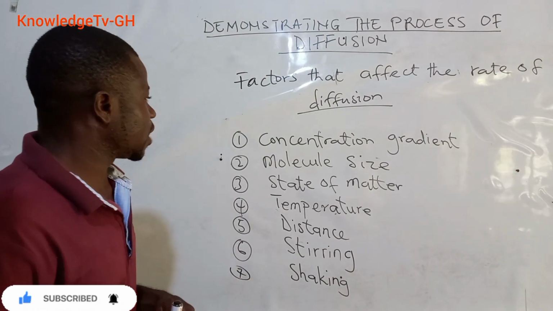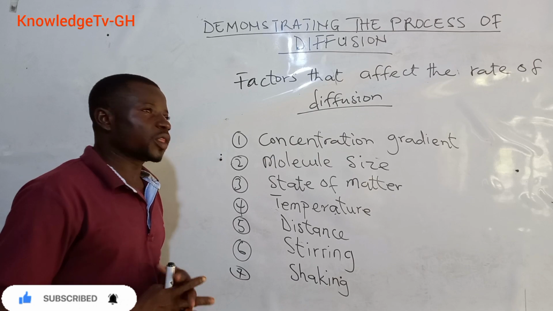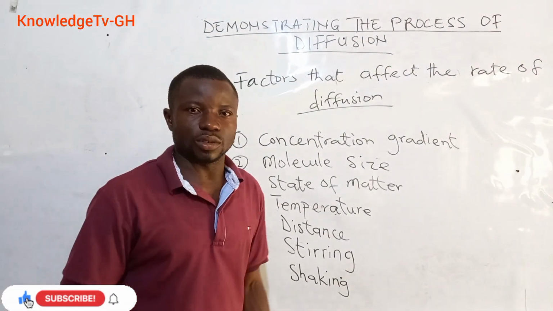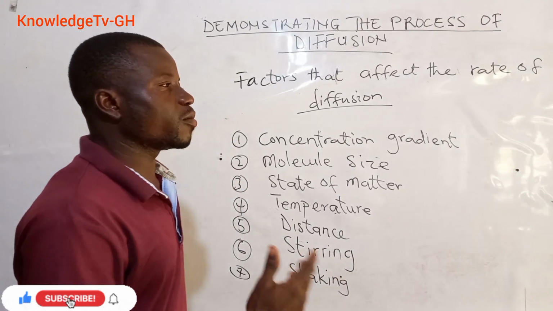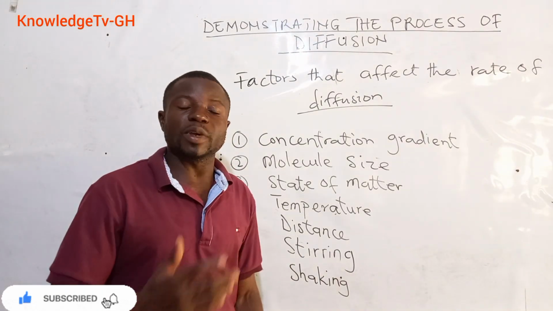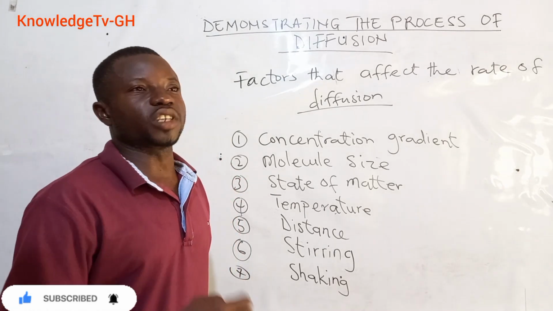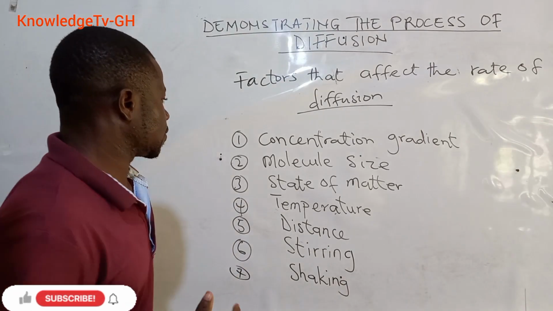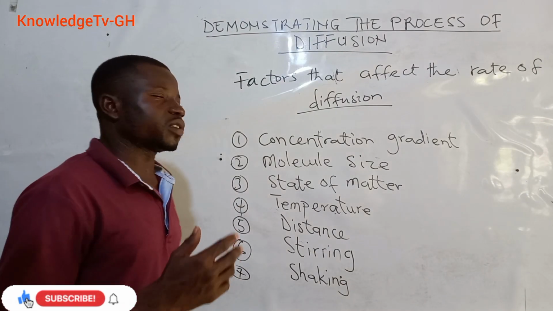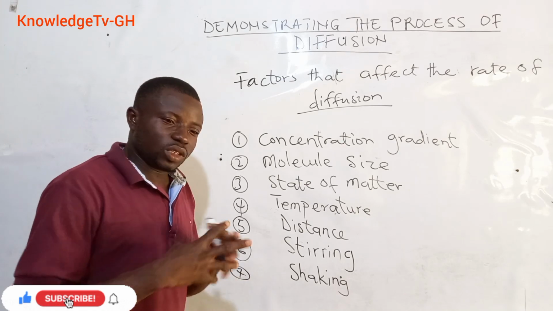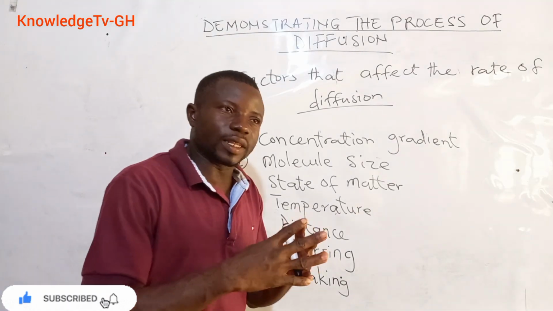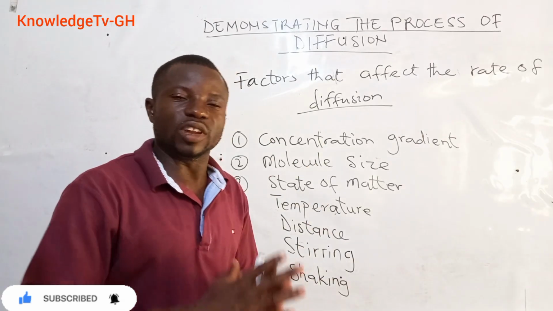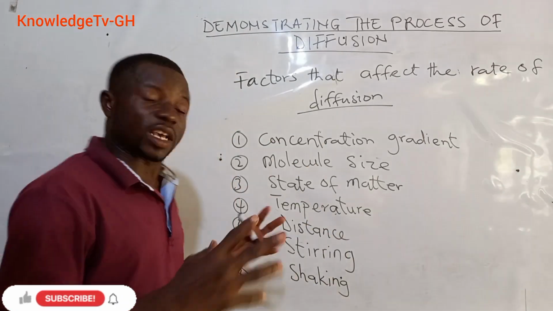And we already talked about state of matter. When we take temperature, when temperature increases, the rate of diffusion also increases. So if you are conducting an experiment and you want the experiment to move faster, you introduce heat and your experiment will move faster. Distance also affects the rate of diffusion. When the distance between the water and the solid in the water is not wide or lengthy, you will see the rate of diffusion moving fast.